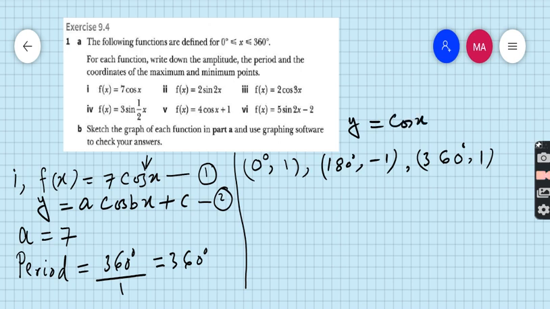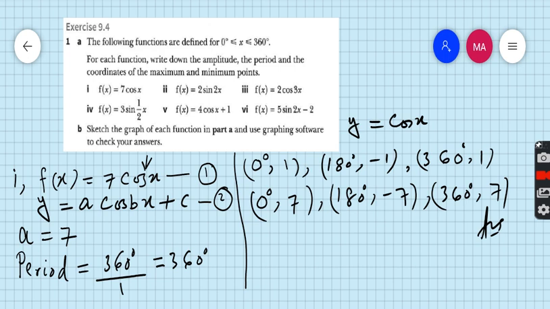But our question is not y equals cos x. Our question is y equals 7 cos x. So we must multiply each y value of the coordinate by 7. Multiply 1 by 7, 7 ones are 7. Multiply minus 1 by 7, minus 7. Multiply 1 by 7, 7. So this is the answer.